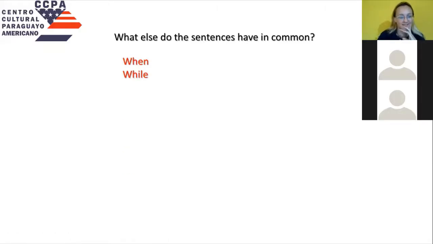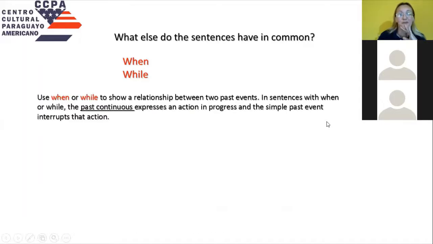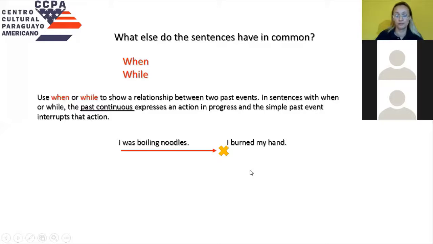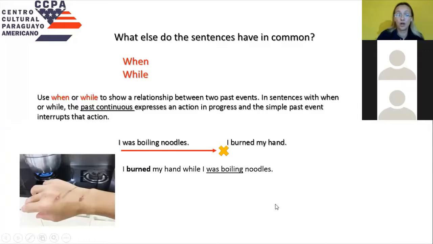Okay, when and while. We use when or while to show the relationship between two past events. So in sentences with when or while, the past continuous expresses an action in progress, and the simple past event interrupts that action. So, I was boiling noodles. That's one sentence and it is in past continuous form. And the other past event that interrupts the continuous form, I burned my hand. So you can say, I burned my hand while I was boiling noodles. Okay?